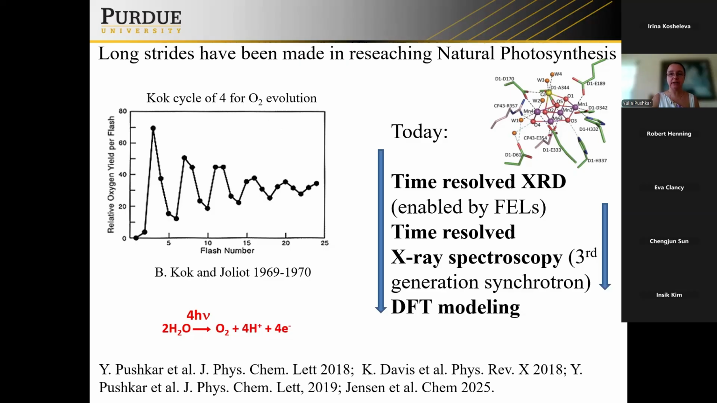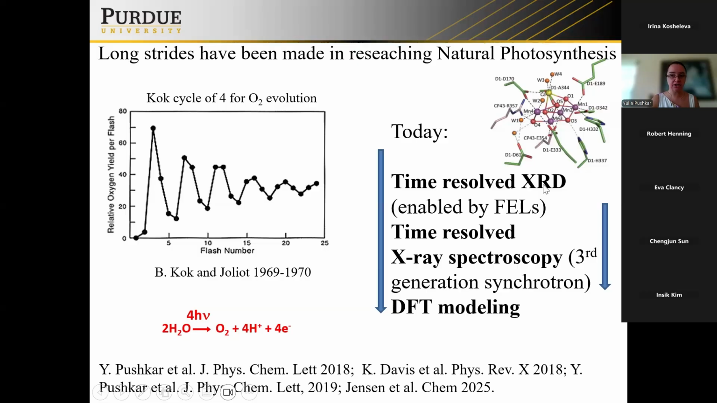So what are the frontiers in photosystem 2 research? Basically this research started in the 1970s with the experiments of Kok and Joliot. They showed that oxygen evolves with the pattern of 4 flashes, and that makes sense because it's a 4-electron process and we have to accumulate holes on that cluster, and magically an oxygen bond will be made and oxygen will be released.